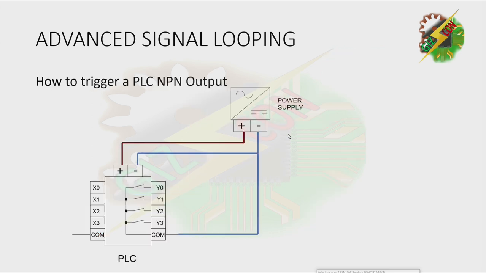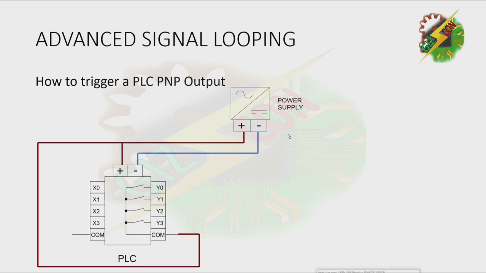How to trigger a PLC NPN output. If Y0 is activated, the relay at Y0 will close. Because our common is connected to negative, Y0 will release a negative signal. How to trigger a PLC PNP output. First, you need to connect the common to a positive terminal, and when Y0 is activated, Y0 will release a positive signal because the common is connected to positive.